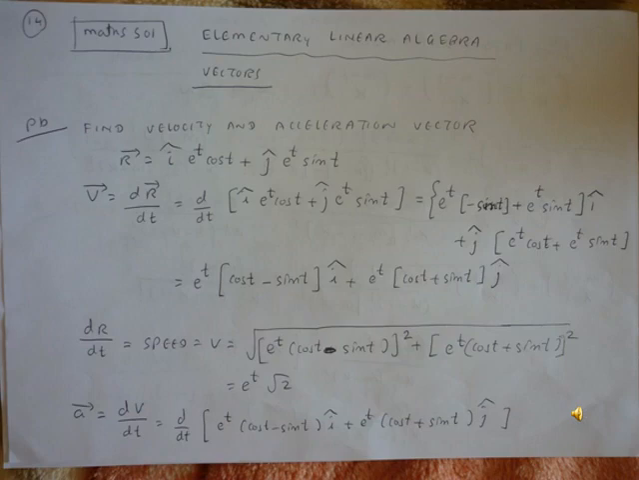The vector a is equal to [e^t (cos t minus sin t) plus e^t (minus sin t minus cos t)] vector i, and [e^t (cos t plus sin t) plus e^t (minus sin t plus cos t)] vector j. Then we simplify, and what we get is minus 2 e^t sin t vector i plus 2 e^t cos t vector j. So for the a vector we find the magnitude: the square root of (minus 2 e^t sin t) squared plus (2 e^t cos t) squared. Therefore finally we get 2 e^t.